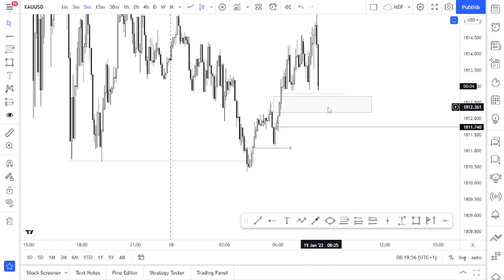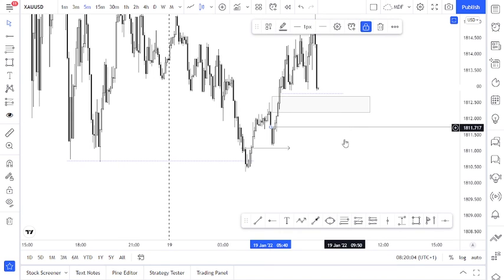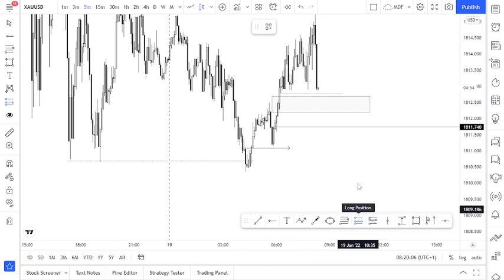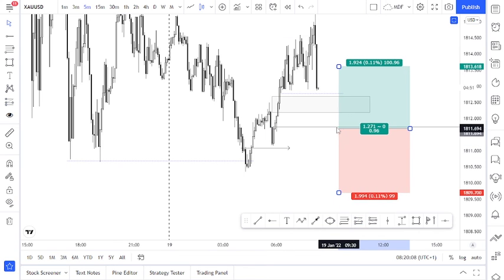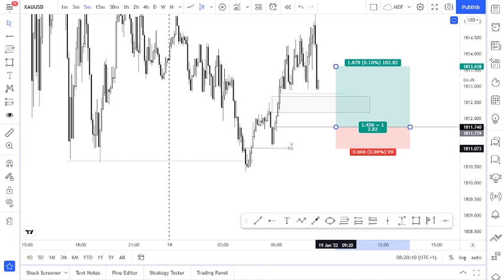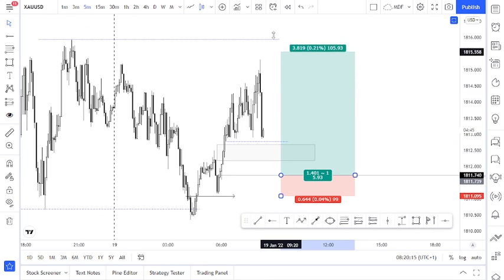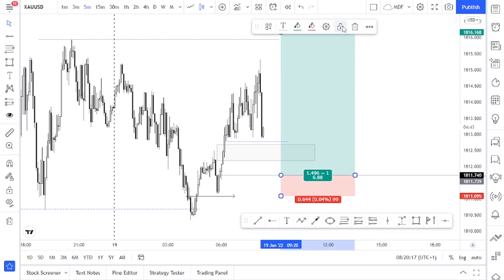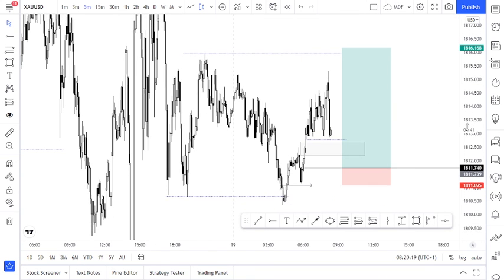If I see a reaction here, I'll buy here. If I don't see a reaction here, then I'll buy here, with my stop loss below here. This is basically what I'm looking at for gold now. Let's see how it plays out.